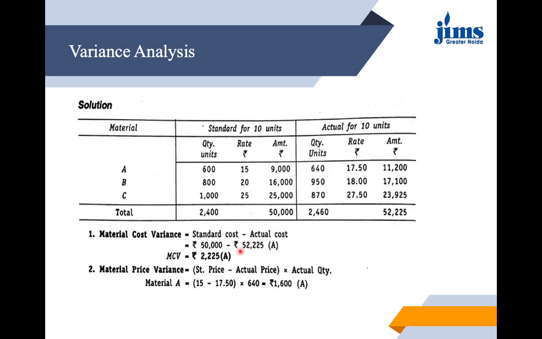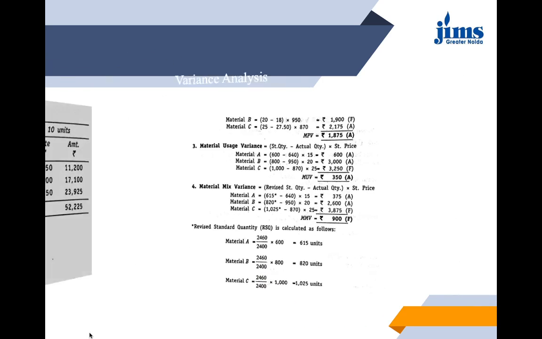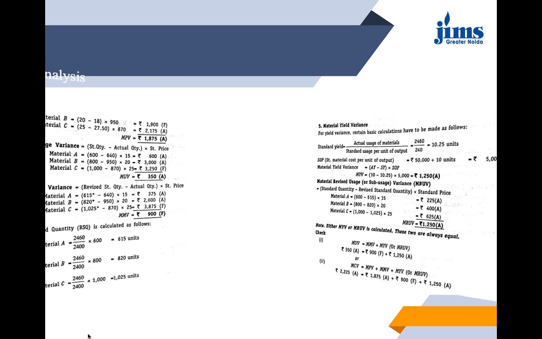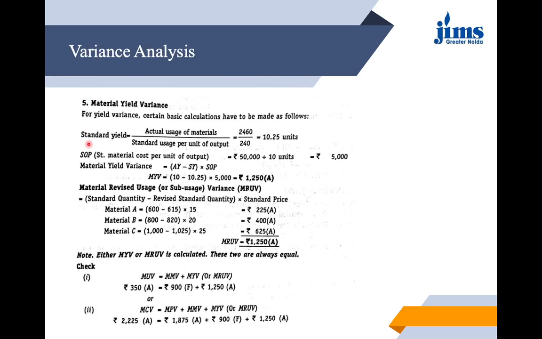We can see one by one all the variances. Material cost variance is adversely affected. Material price variance is again adversely affected. That is shown from the above table only. Then we can find out our material usage variance, which is again calculated adversely. Material mix variance is favorable, because for A and B it is adverse, but for material C it is favorable. Due to that it is coming out to be favorable. We can calculate revised standard quantities so that we can further use it. You can see material yield variance, which is coming out to be adverse. Material revised usage variance, again it is coming out to be adverse.